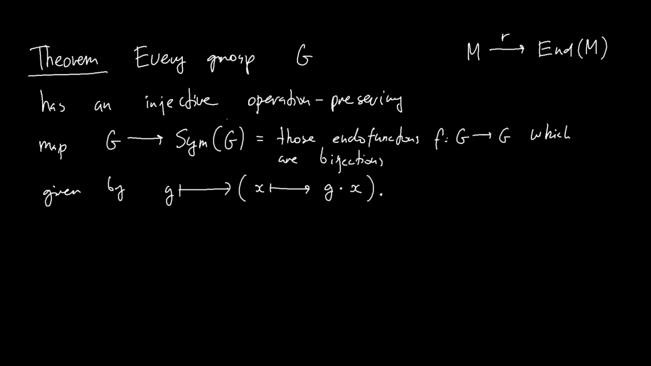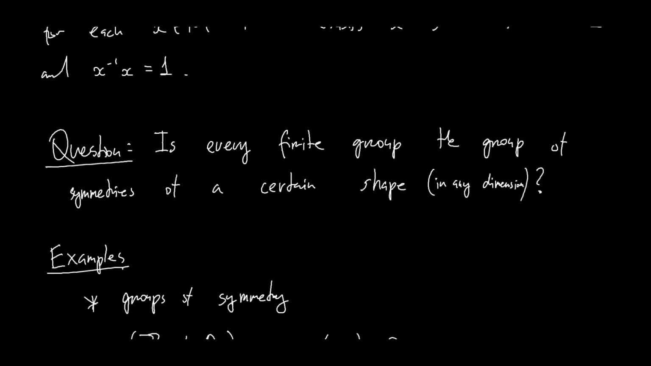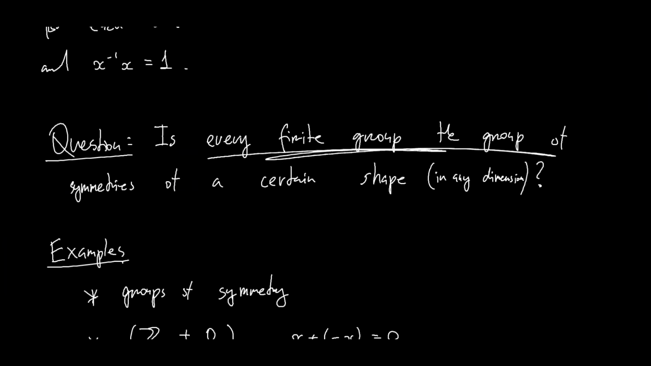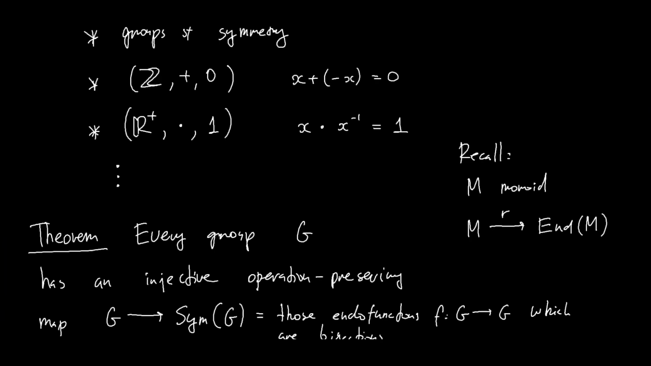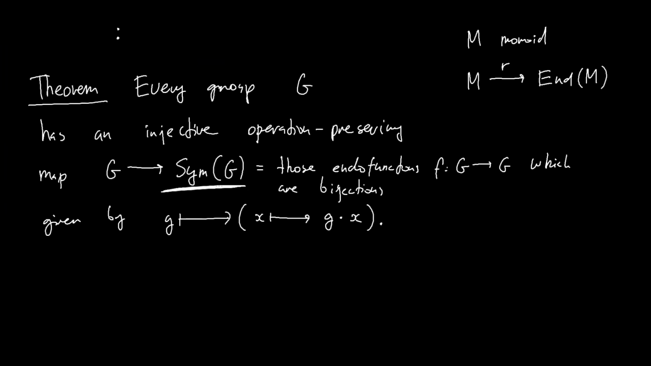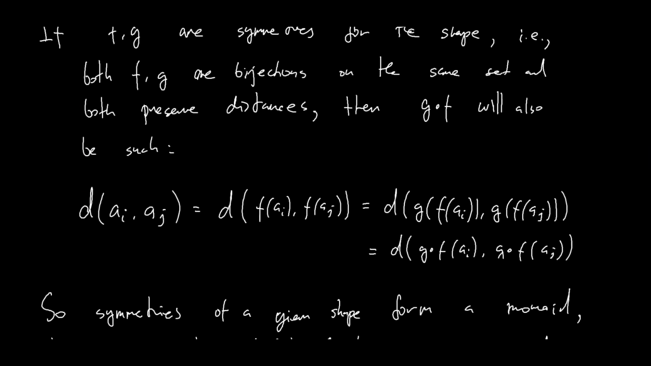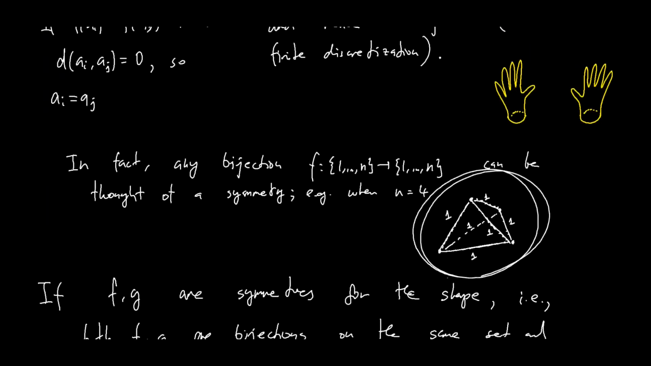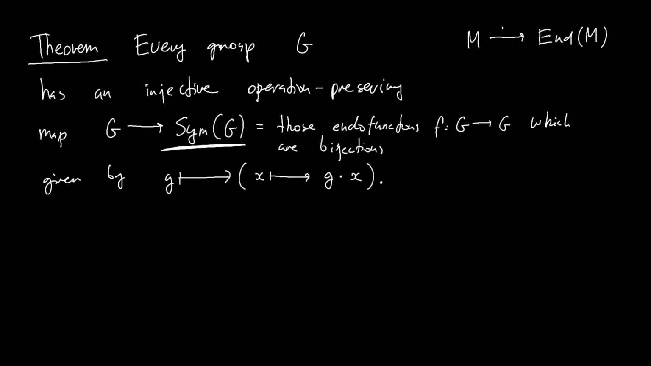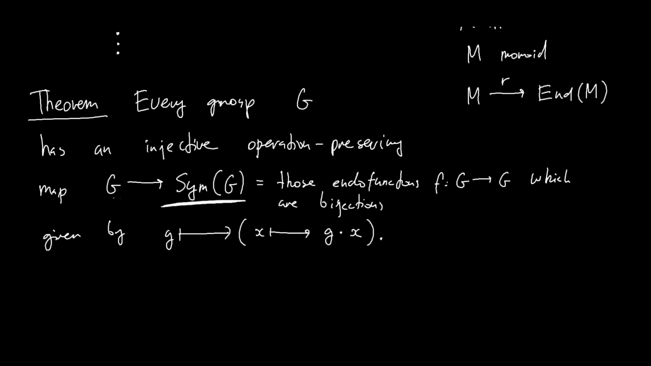Why is this theorem important? Because, while we might not know whether every finite group is the group of symmetries of a certain shape or not, we do know that this specific group, the group of all bijections from a finite set to itself, is the group of symmetries of a certain shape, namely a tetrahedron, which has the same dimension as the number of elements in G, right? And so by this injective function, we're representing our group as some portion of the group of symmetries of that higher dimensional tetrahedron.